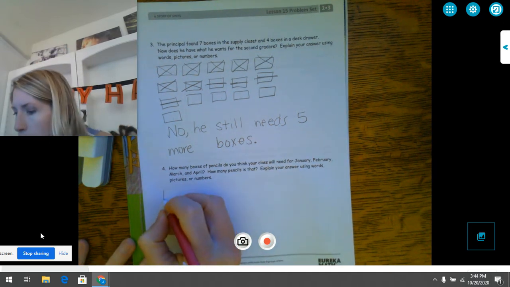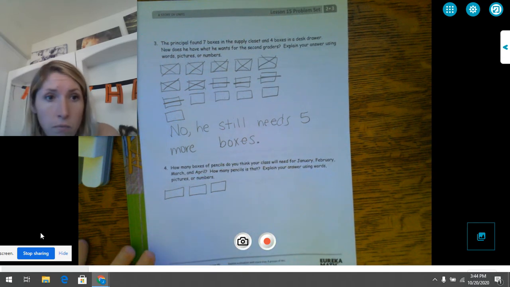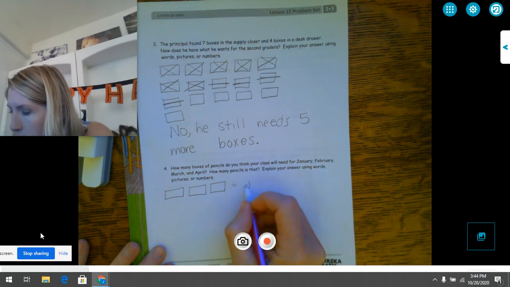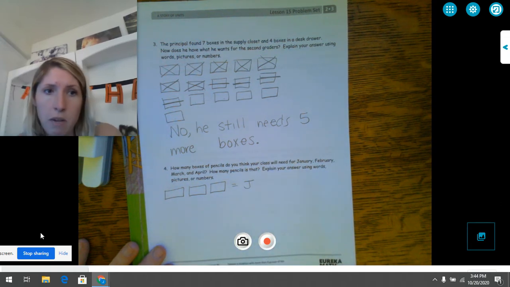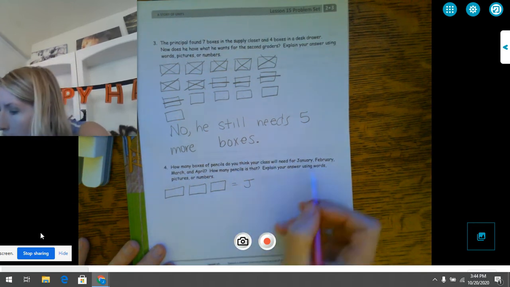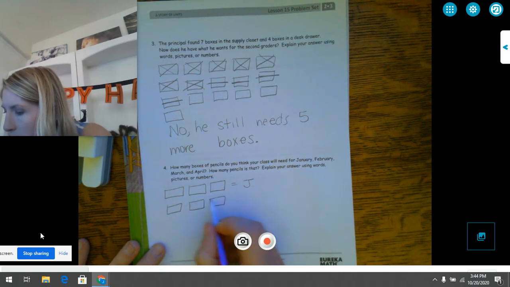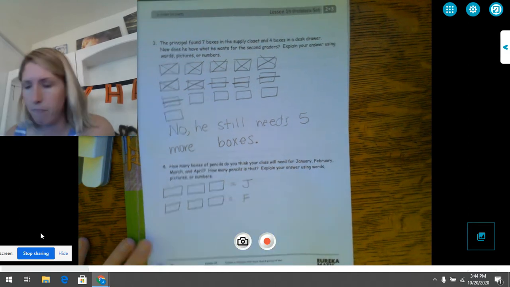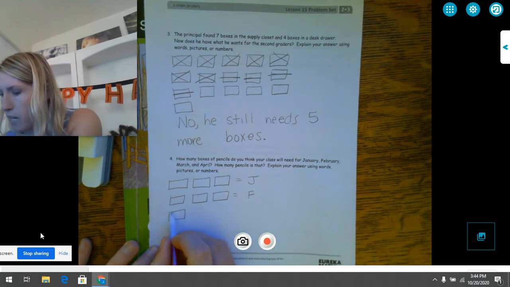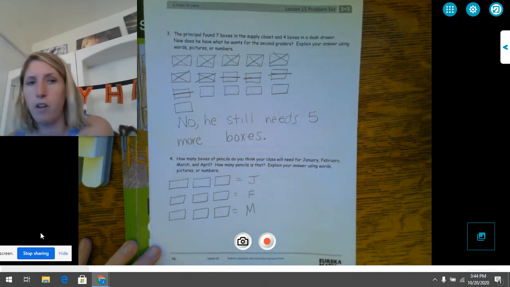So if we need 3 boxes of pencils, okay, for January, I'm going to put a J for January. So that's 3 boxes of pencils, 10, 20, 30 pencils for January. And then we have February. So let's see, 3 boxes of pencils for F for February. Okay. And then the other month is March. So here's 3 more boxes of pencils. So we had 30 pencils for March for an M.